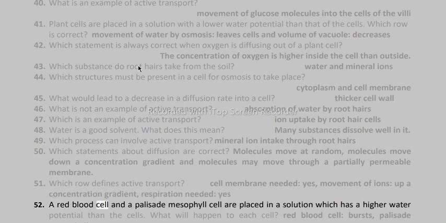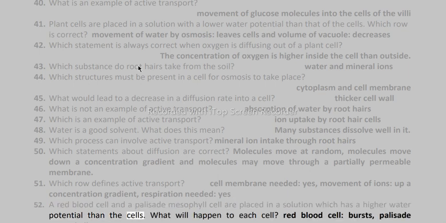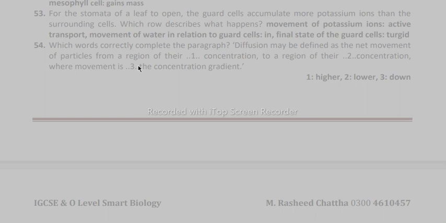52. A red blood cell and a palisade mesophyll cell are placed in a solution which has a higher water potential than the cells. What will happen to each cell? Red blood cell bursts, palisade mesophyll cell gains mass. 53. For the stomata of a leaf to open, the guard cells accumulate more potassium ions than the surrounding cells. Which row describes what happens? Movement of potassium ions: active transport.